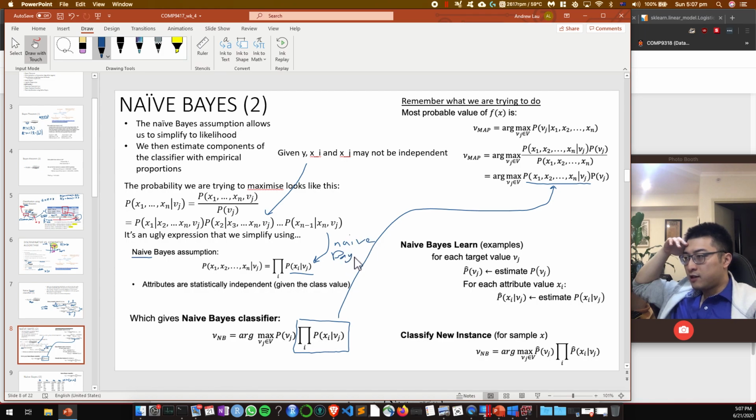And it makes things a lot simpler. You don't have to consider given everything else. It is much simpler dealing with this. So what I'm saying is the attributes or the features are independent given the class value. So remember, this is what we're trying to do. We're trying to argmax the probability of your features given your class, right? But to simplify this expression, we use naive Bayes, which allows us to express it like this.